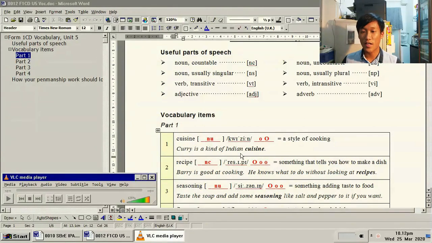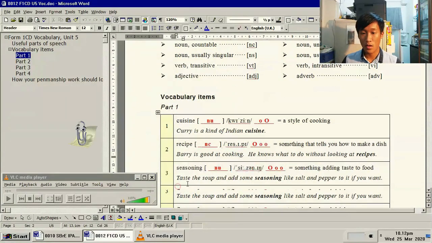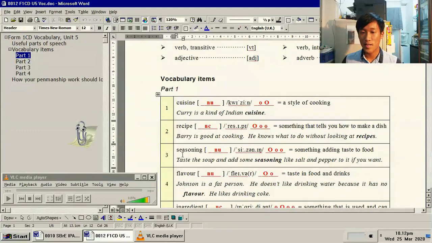Curry is a kind of Indian cuisine. 2. Recipe, something that tells you how to make a dish. Barry is good at cooking. He knows what to do without looking at recipes. 3. Seasoning, something adding taste to food. Taste the soup and add some seasoning like salt and pepper to it if you want.